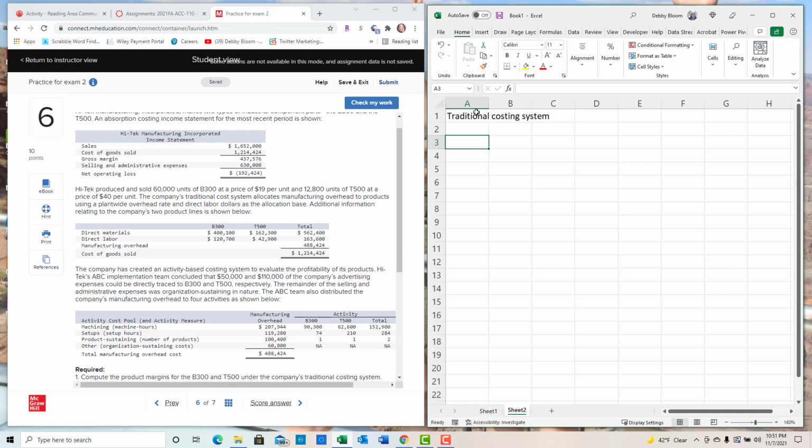we have to calculate one overhead application rate. If you remember from Chapter 2, it's the overhead divided by the application base. In this case, it's direct labor dollars, so our overhead application rate is going to be our overhead, which is $488,424, divided by our direct labor dollars, because we were told that direct labor dollars is the allocation base. So our direct labor dollars, $163,600.